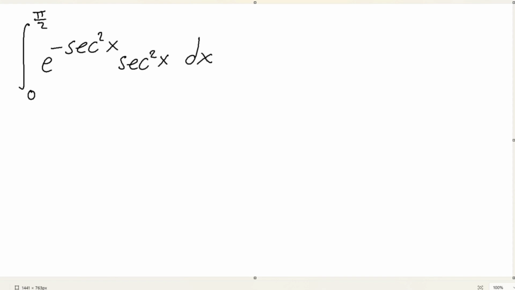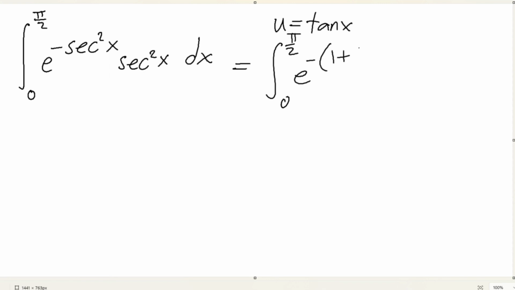Interesting, we have the integral from 0 to pi over 2, and then we have e to the negative secant squared. Interesting, right? Because of the secant squared of x, this gives us a suspicion that we might need to let u equal tangent of x. And that's actually not that hard to see. This is e to the negative 1 plus tangent squared, right?